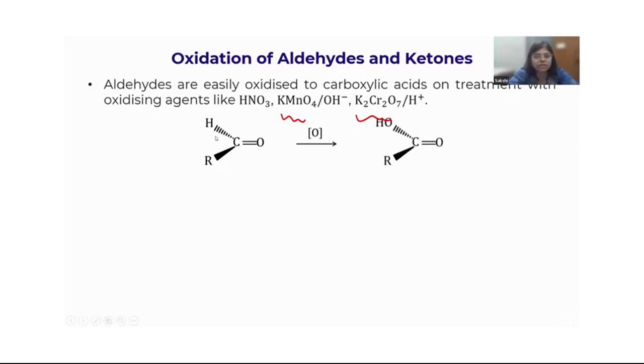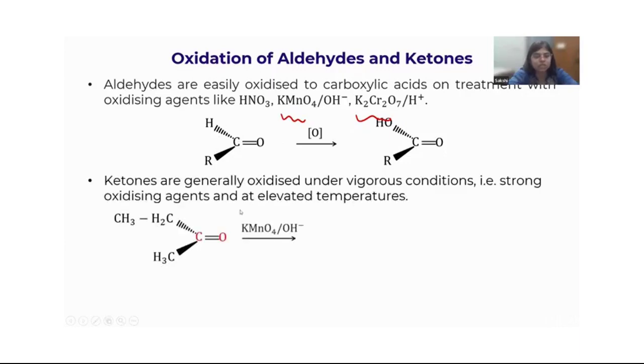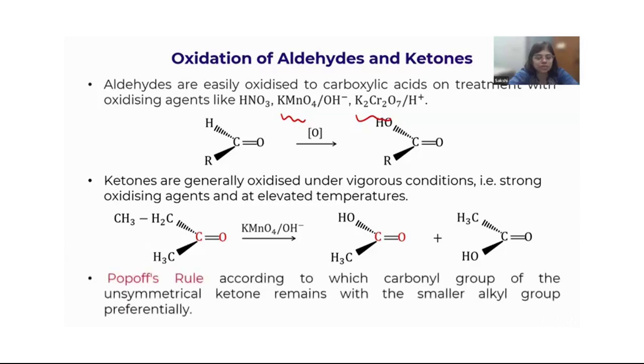Okay, so can you see here, we have R, C double bond OH, which is getting oxidized to carboxylic acid. So ketones are generally oxidized under vigorous, that is very strong conditions, right? You can see here there is a ketone, and it is oxidized under very vigorous conditions. You can see here, it is getting converted to carboxylic acid.